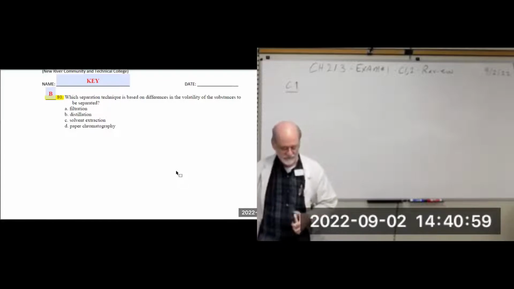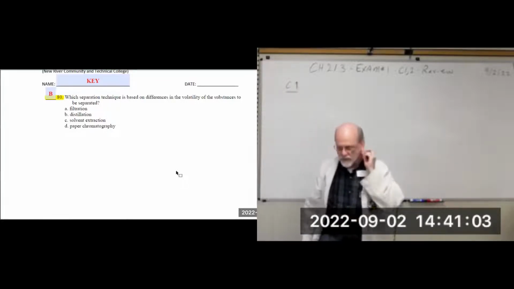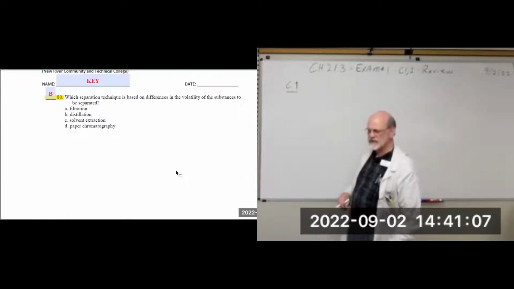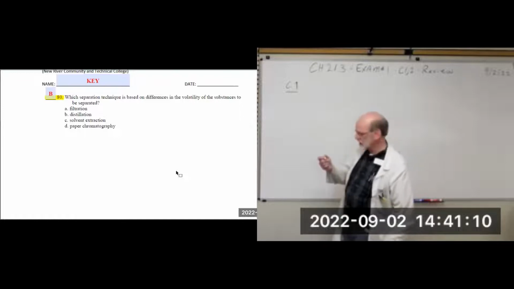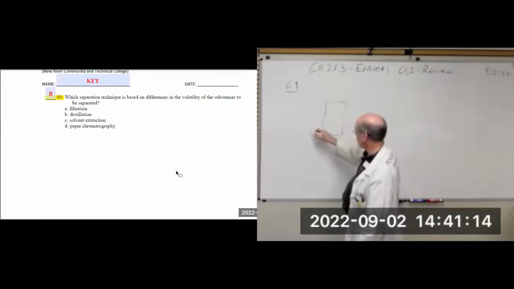Anyway, paper chromatography. Paper chromatography is rather old, like it was invented in the 1800s, I think. What you have is a sheet of paper, and then you have a solvent down here, and you have an enclosed vessel.